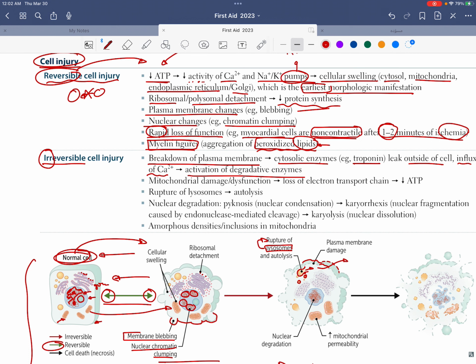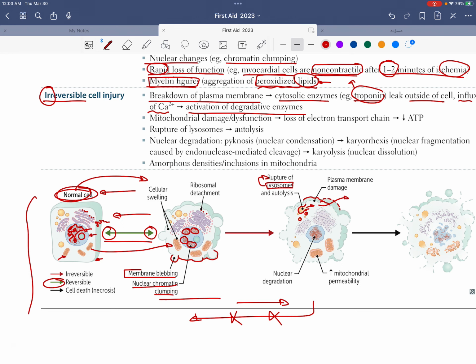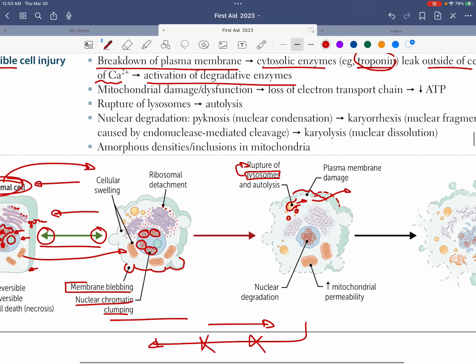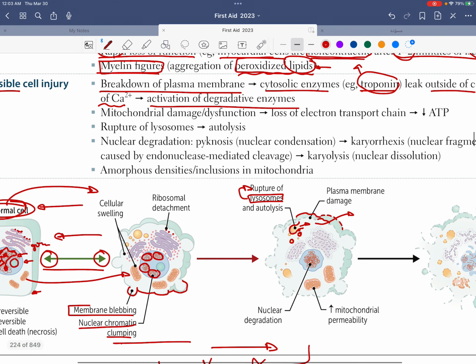Just as we see when a patient gets myocardial infarction, or a death of myocardial myocytes, the patient will have increased levels of troponin. So that's one example. The other example is whatever the contents of the lysosomes going to the outside of the cell, and we can actually check it, like increased levels of these enzymes within the serum of the patient.